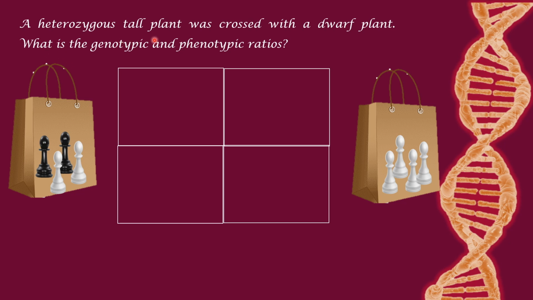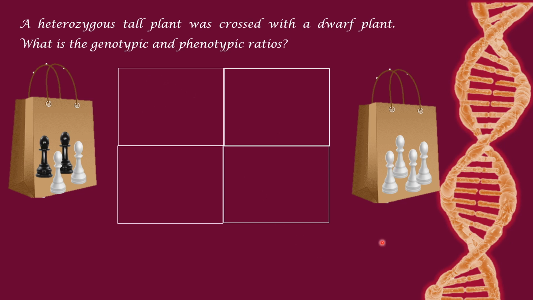A heterozygous tall plant was crossed with a dwarf plant. What is the genotypic and phenotypic ratios? Heterozygous tall. Heterozygous tall means two different types of factors are present, right? So black and white, capital T and small t. Dwarf plant. Dwarf is a recessive trait. So it is always homozygous in condition. So all are small t, small t's. Then what is the genotypic and phenotypic ratios?